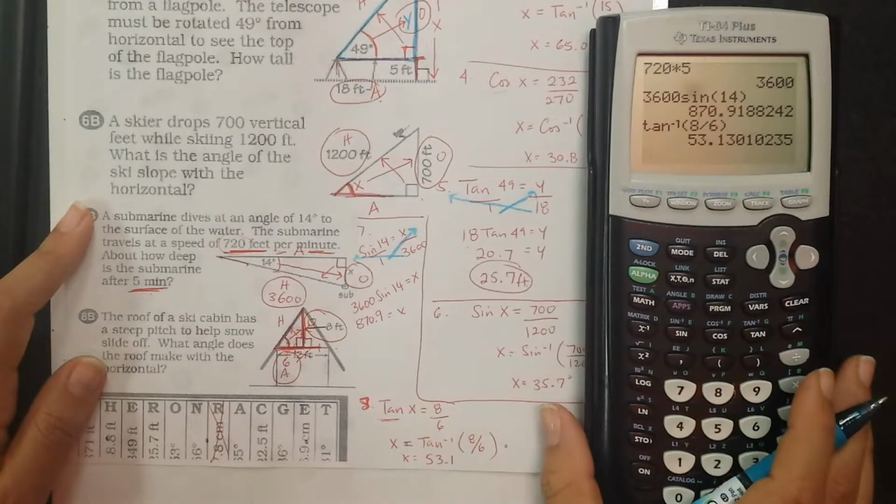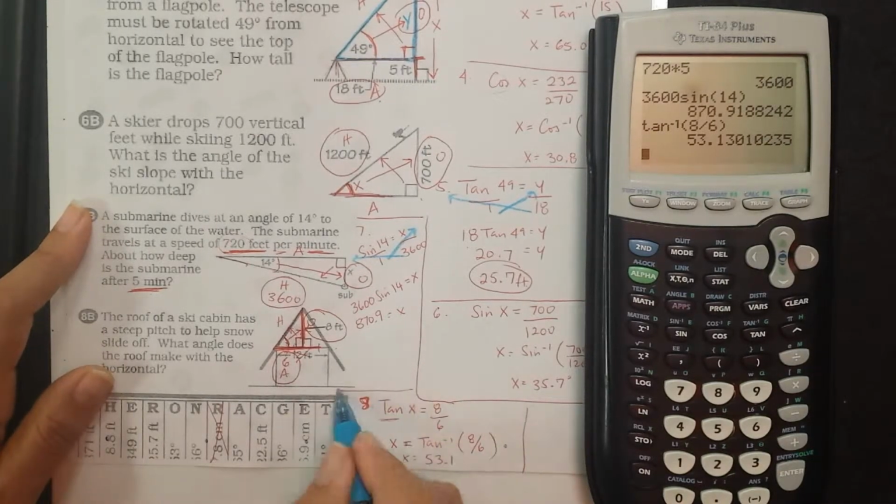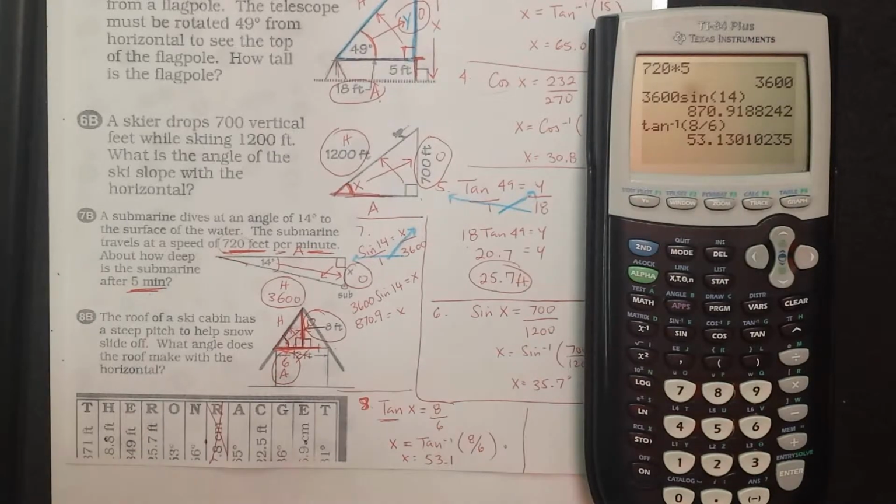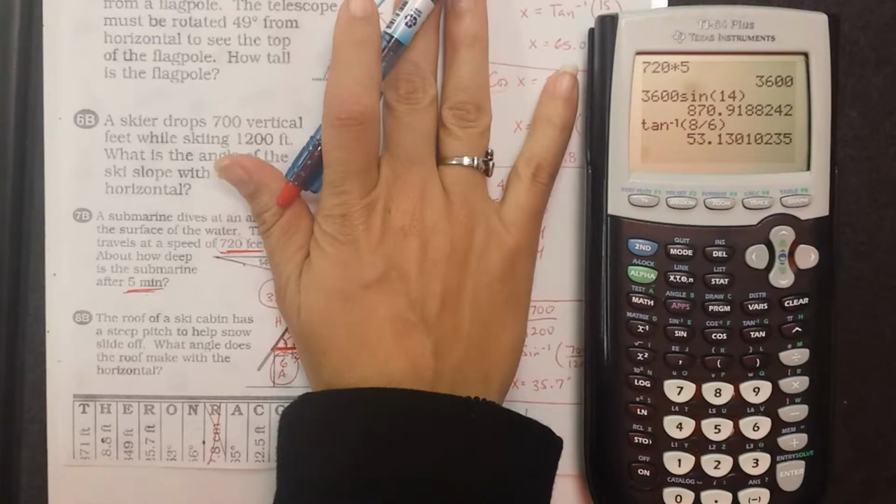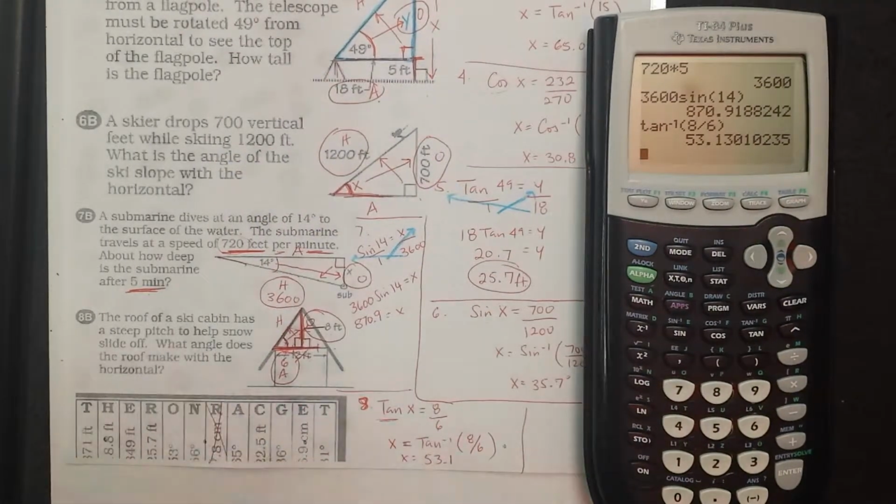Okay? And that's pretty much how you do all those questions. So again, this is just an introduction to what the EOC is going to look like, because basically it won't have the pictures for you. You'll just have to draw it. But again, once you can draw your triangle, label it, set it up, that's the hard part.